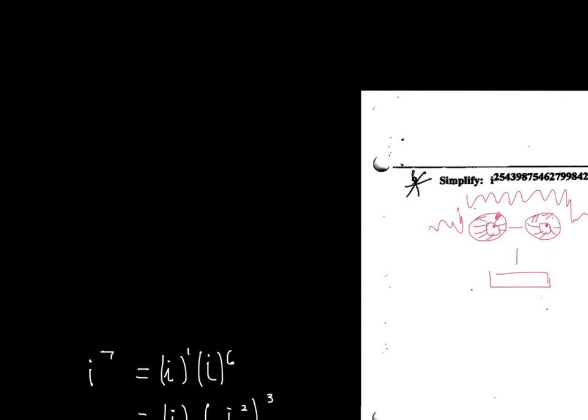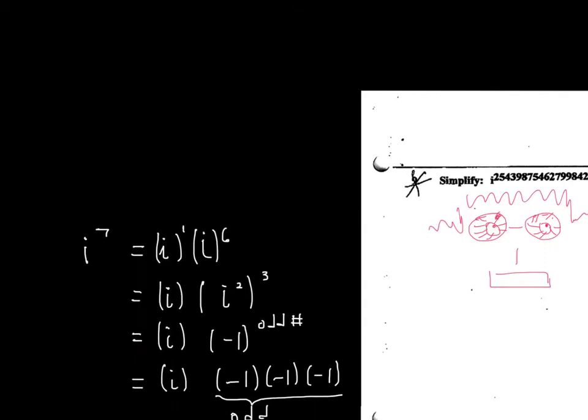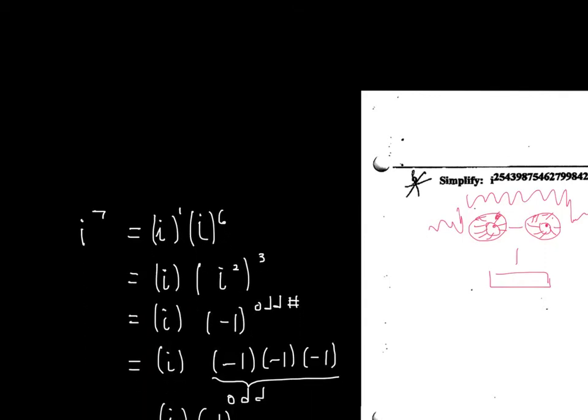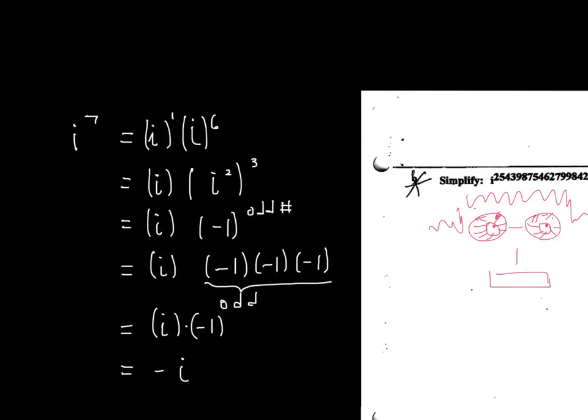Start with a very simple i to the 7. I to the 7, I'm going to separate one of the i's out because I know it's an odd number. So i is over here and i to the 6 is left. All I have to do is see how many of the i squares I can have. If it's an odd number, I'm going to end up with an odd number of minus 1's times each other. So therefore the answer is going to be a minus 1. Okay, and then the final result will be minus i.